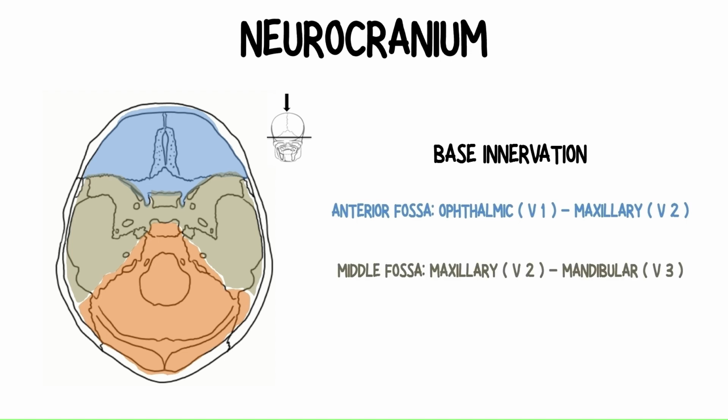The middle fossa, which begins where the anterior fossa ends and terminates with the petrous part of the temporal bone, is innervated by V2 and V3, thus always the trigeminal nerve, and contains the temporal lobe of the brain. The posterior fossa is innervated by the entire trigeminal, the vagus nerve, and the cervical component of C3. It contains the occipital lobe, the cerebellum, and the brainstem. So the trigeminal is the actual nerve of the cranium.